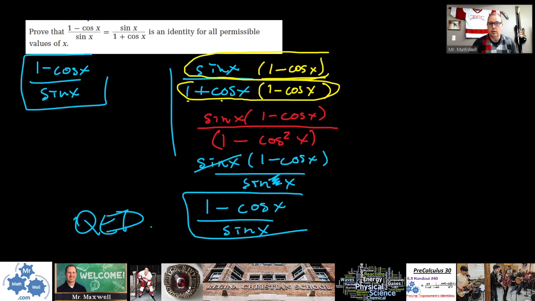All right. So that's a case where you multiply by a conjugate. Any questions here so far?